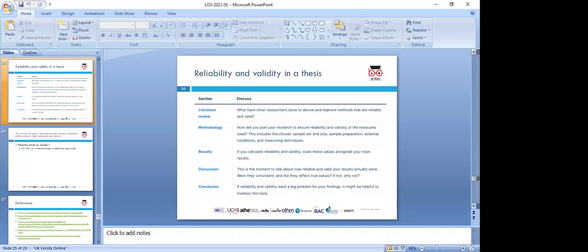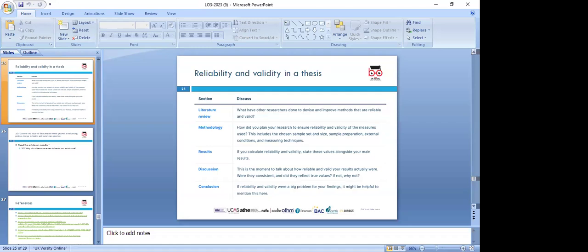Results: if you calculate reliability and validity, state these values alongside your main results. Discussion: this is the moment to talk about how reliable and valid your results actually were. Were they consistent and did they reflect true values? If not, why not? Conclusion: if reliability and validity were a big problem in your research, it can be helpful to mention them in your conclusion.